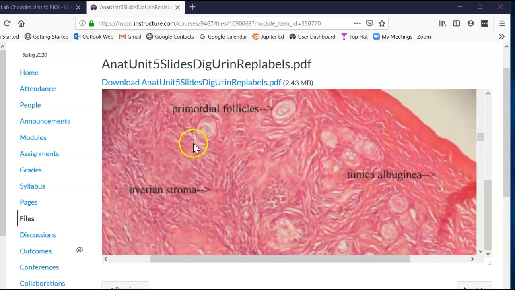This is a short video on the reproductive system slides that you have. We'll first start with the ovary. The ovary here has a number of structures that we'll go through. This is the edge of the ovary.